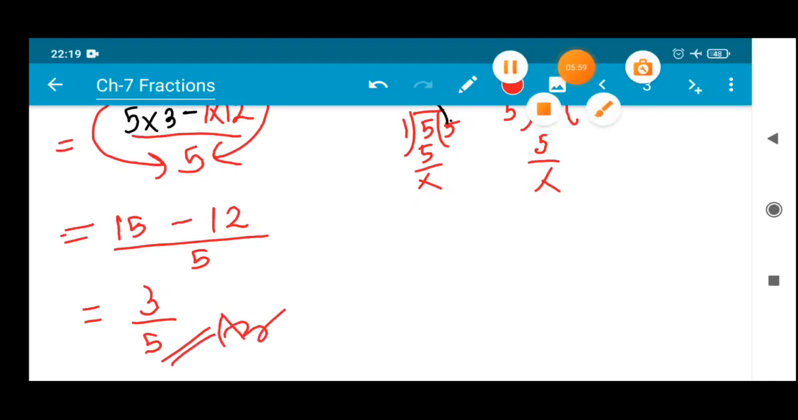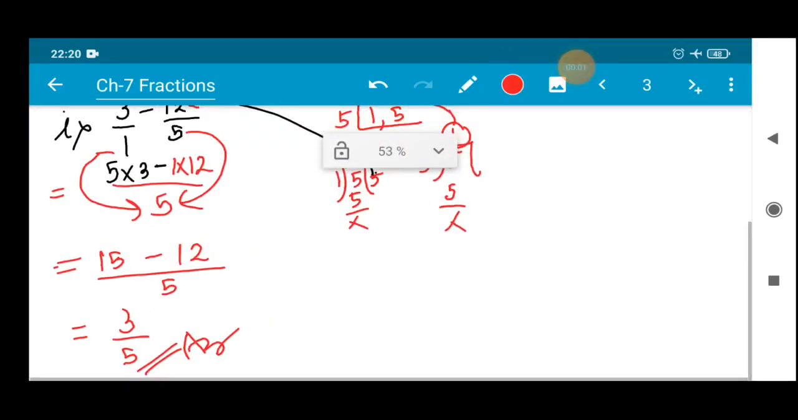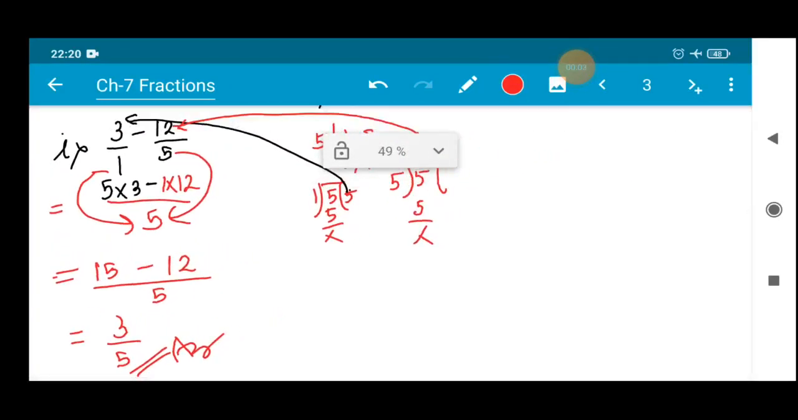I hope you have understood the sums we have done with the same denominator and with different denominators. We will be covering this part in a more detailed manner in exercise 7.6.